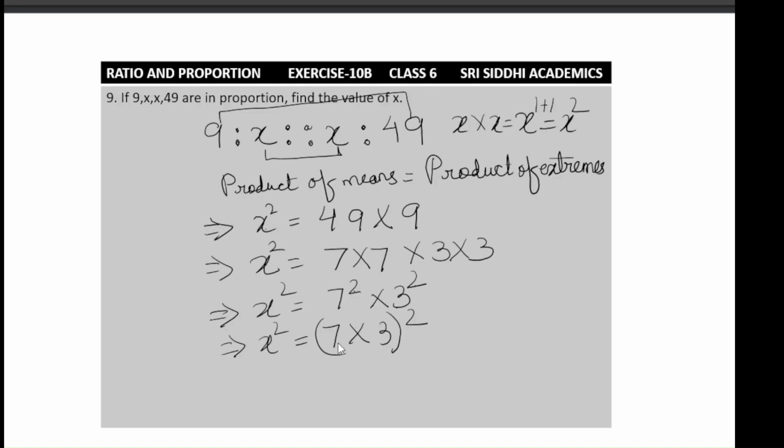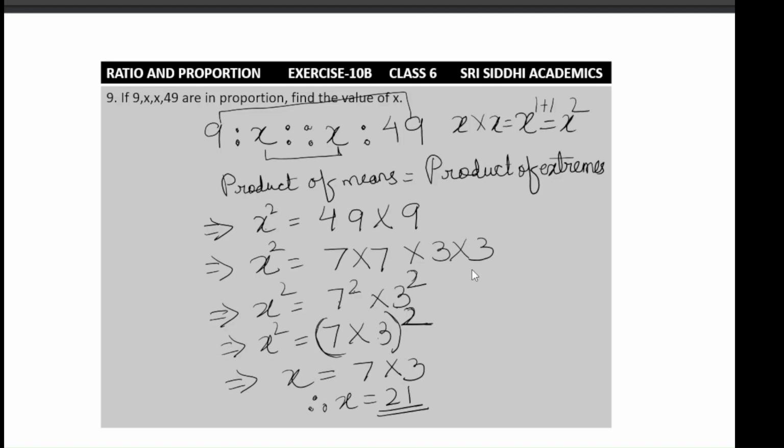So I write inside the bracket 7 into 3 and put the square outside, because this power is common to both 7 and 3. Both share the same power 2, so I can write like this. This step is the same as this step. So now if x squared is (7 into 3) squared, what will x be? X is definitely 7 into 3. I hope I am clear. If not, then please let me know. Therefore, x is equal to 21.